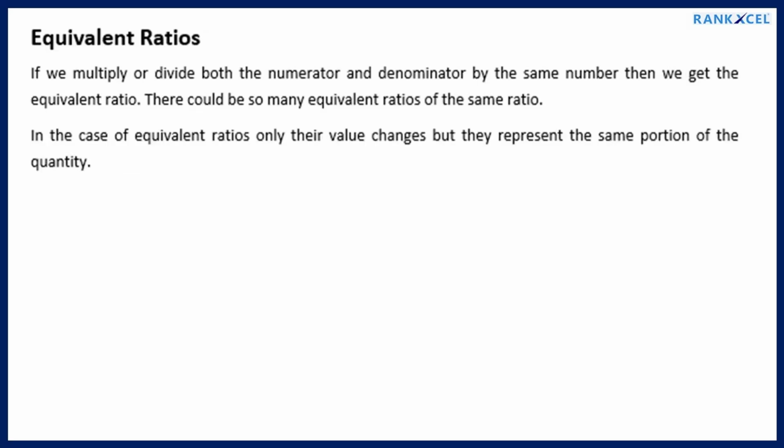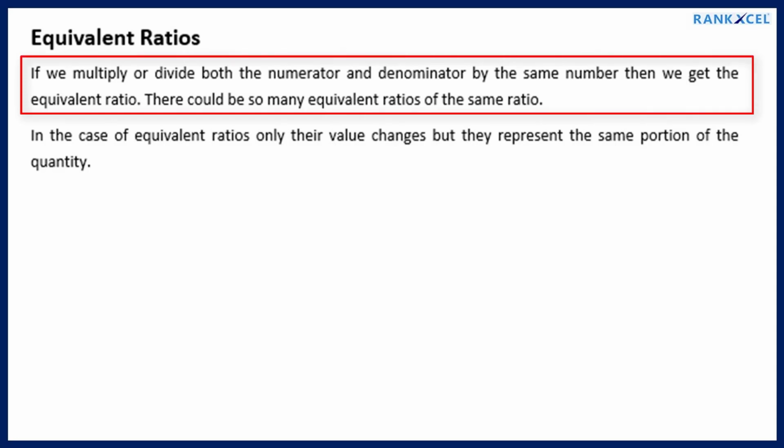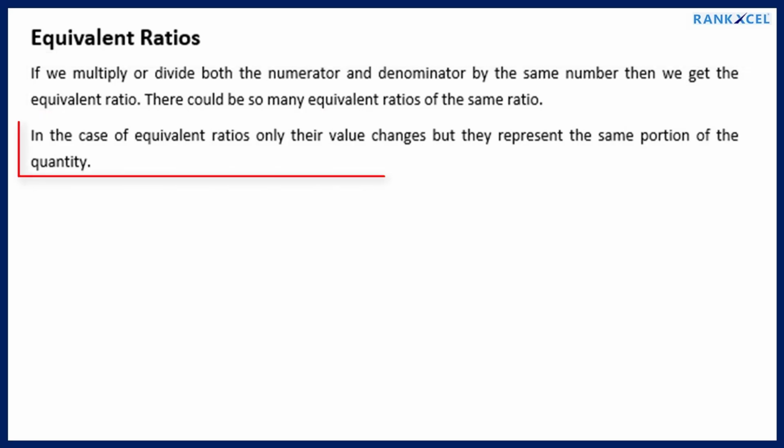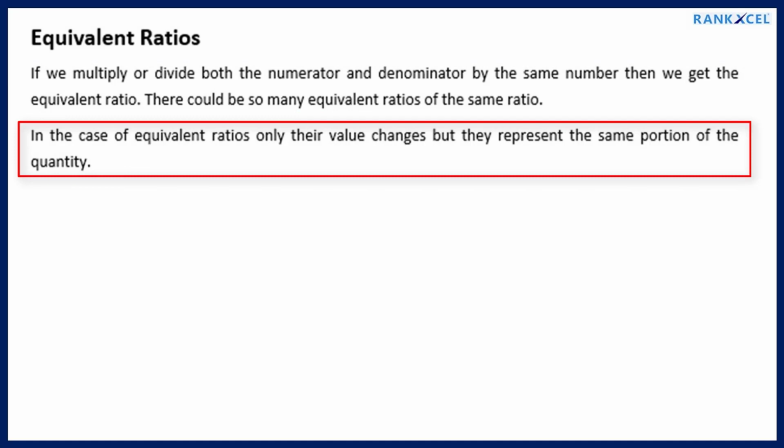Equivalent ratios. If we multiply or divide both the numerator and denominator by the same number, then we get the equivalent ratio. There could be so many equivalent ratios of the same ratio. In the case of equivalent ratios, only their value changes, but they represent the same portion of the quantity.